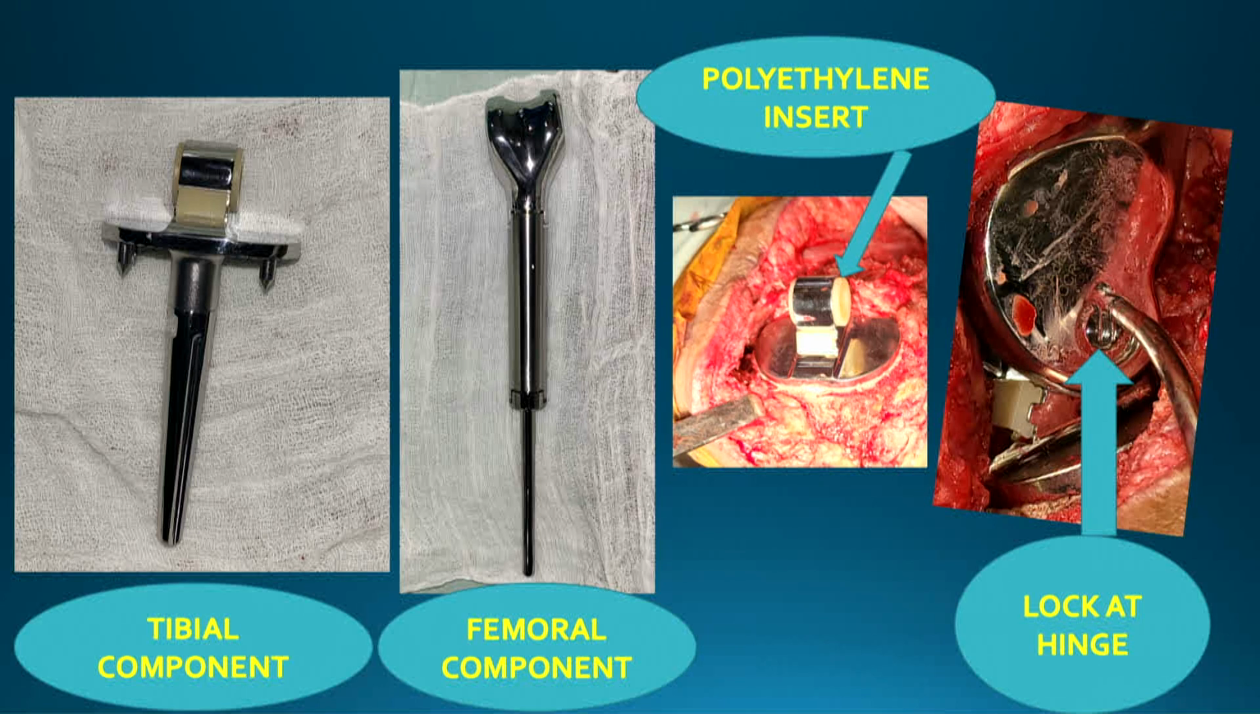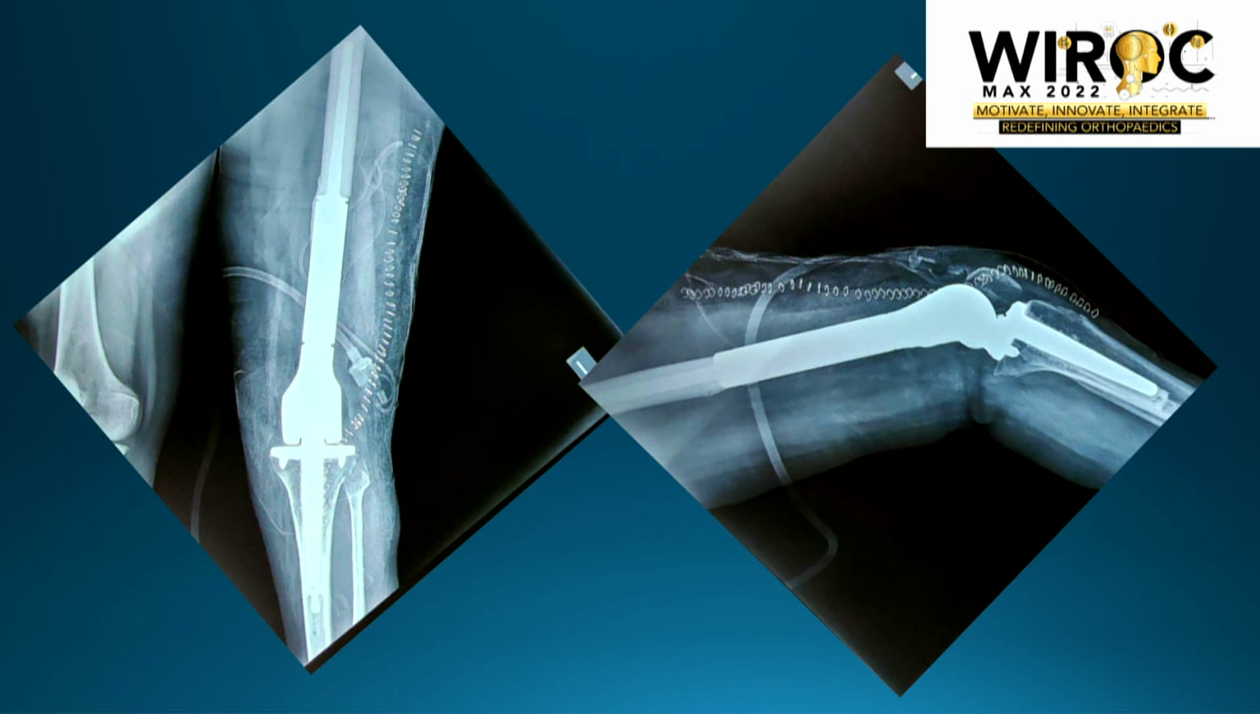Since the patient came to us at a late stage with a pathological fracture, we again decided to go ahead with wide dissection with a megaprosthesis. This is the tibial component, the femoral component, the poly in situ, and the lock at the hinge. And this is the post-op X-ray for the same.